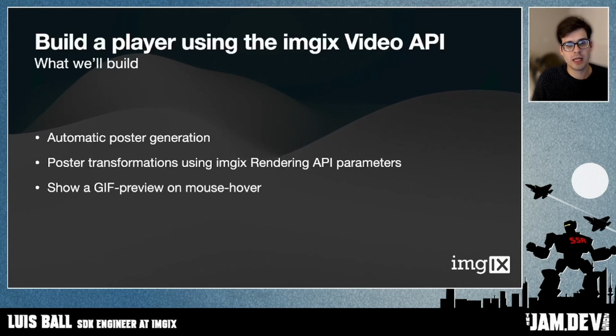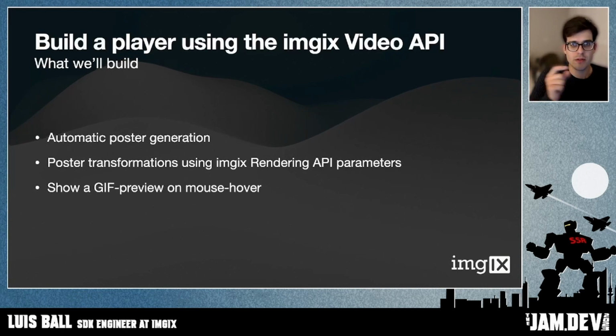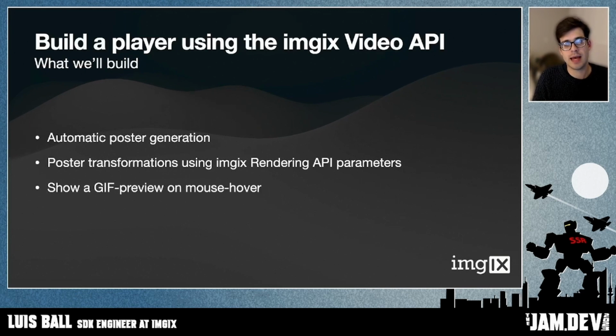What are we going to build? We're going to add automatic poster generation to our player. So no matter what imgix video we give it, it'll grab a thumbnail from a certain time in the video. And then we're going to add poster transformations. We're going to use the imgix rendering API to transform the posters to do things like add a watermark, or blur the image, or add a title to our posters. And then we're going to add GIF on hover previews. So we're going to add functionality that gives users a preview of what they're going to watch by displaying a GIF when the mouse hovers over the video.